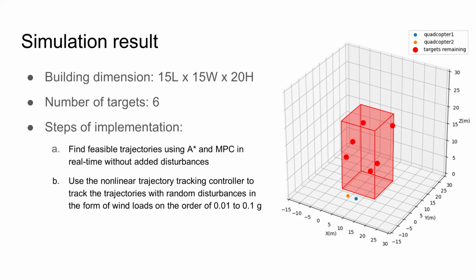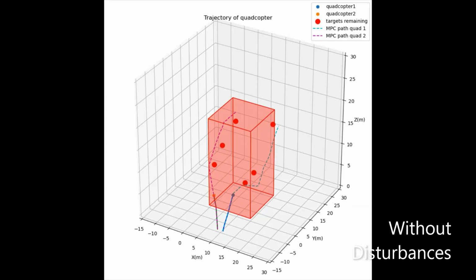We tested our control on a simplified building model with 6 randomly selected surface points on fire. The way we implement our control is by first finding feasible trajectories using A-star and MPC in real time without disturbances, and then we use the nonlinear tracking controller to track them with random disturbances. And this is our simulation result.